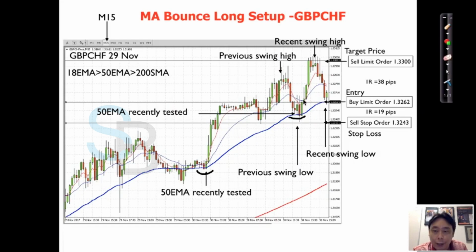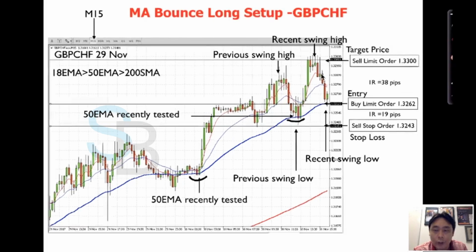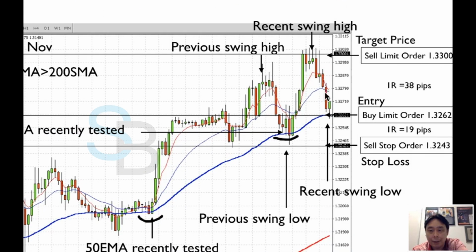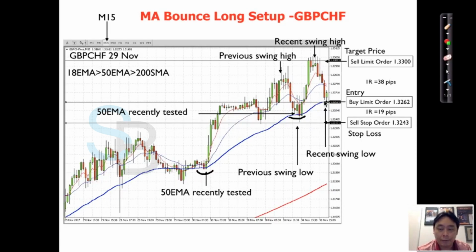So it goes up and makes a swing high, and it's coming down. So the question is, as it's coming down over here, are we going to buy right at that 50 moving average? Are we going to buy at this swing low? Again, let's take a look at the rules. First of all, where's the recent swing high? That's the one, recent swing high. Previous swing high, this one. So is the recent swing high above the previous swing high? Yes, check. So that checks out.